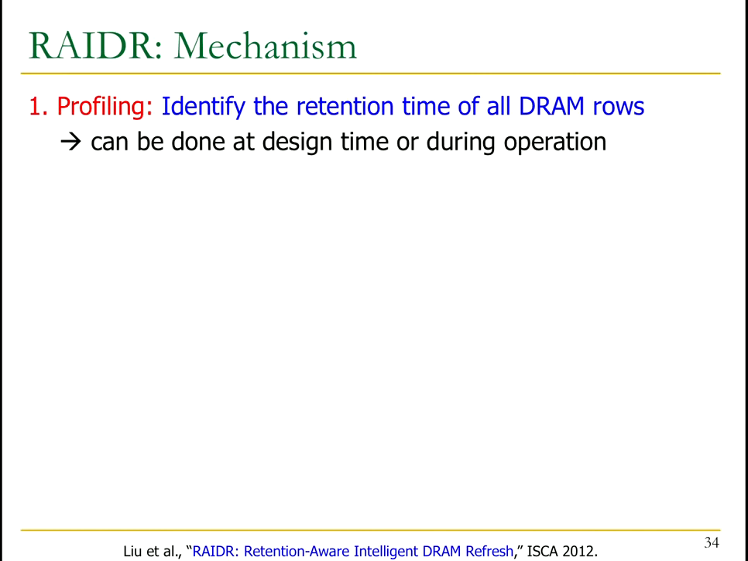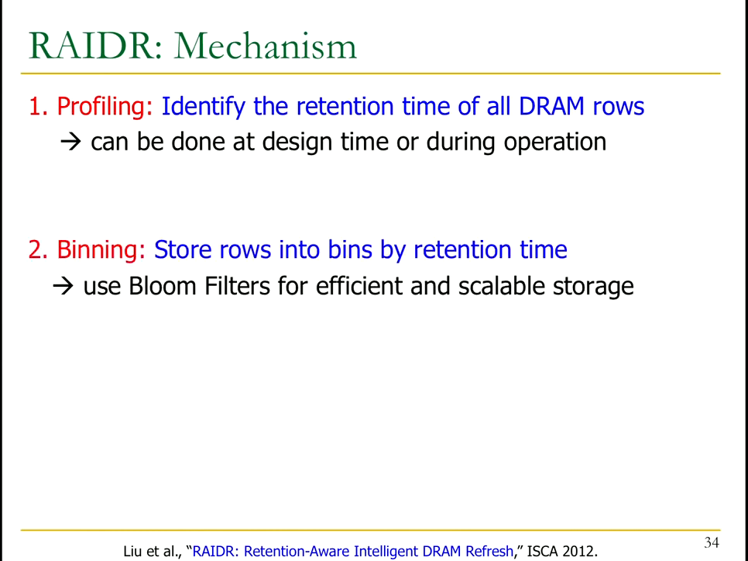So how does this work? You need to identify the retention time of all DRAM rows. That's called profiling. You need to store rows into bins by retention time. You can imagine how to do that. You'll see a lot of data structures. You can do it in data structures, but the key is you need to do it in hardware, assuming you're doing this in the memory controller. And you'll see the hardware design and its difficulty across this course. You need to be very efficient. You cannot have one bit.